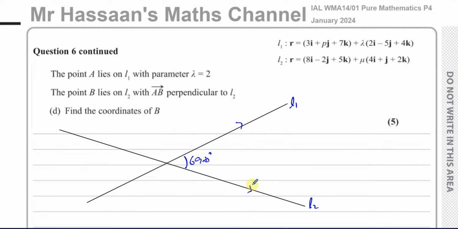It says the point A lies on line 1 with parameter lambda equals 2. The point B lies on line 2 with AB perpendicular to line 2. So I have to draw a line perpendicular to line 2 like this. It's always good to draw a diagram. So this must be A, and this must be B. It could be anywhere on the line, but I'm just drawing them randomly. Just to show that the line AB is perpendicular to line 2. So we've got to find the coordinates of the point B.